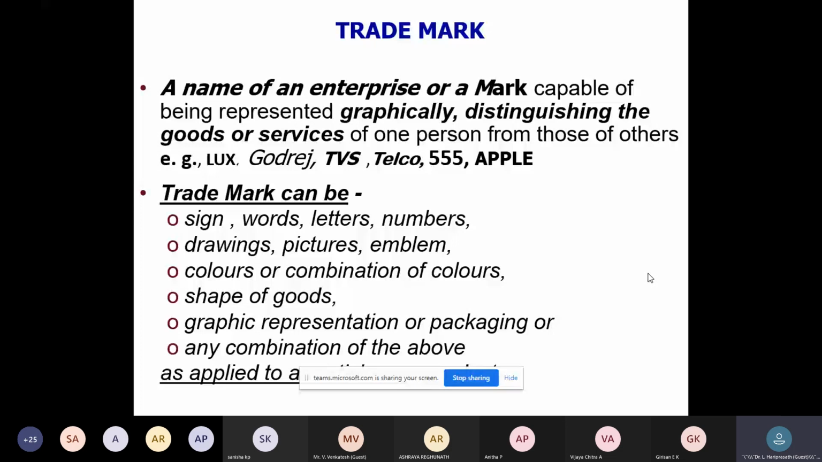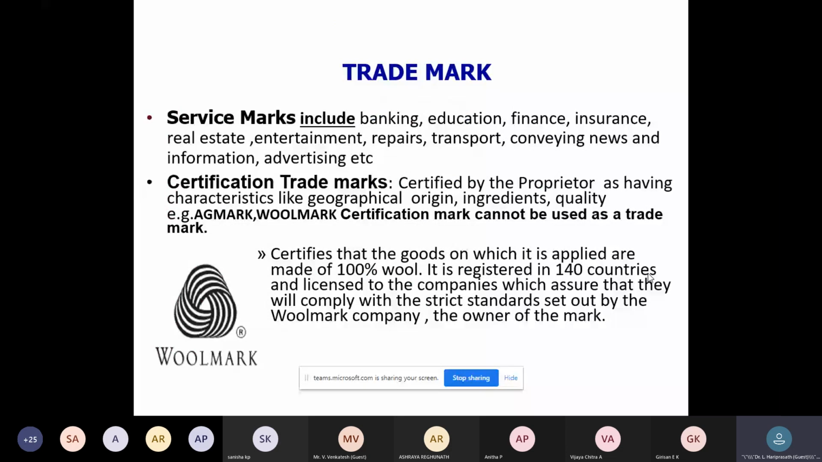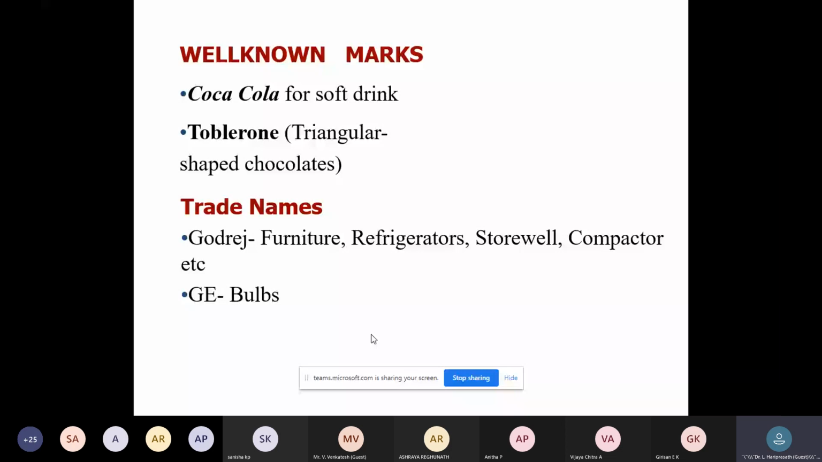So these are a few examples of trademarks. Like we have the Woolmark. For the quality of wool, they say it has 100% wool. When you have a Woolmark, we can trust that the wool is pure. If it is registered, you can see the R inside a circle. This says that the trademark is registered. These are a few examples of well-known trademarks: Coca-Cola, Godrej, and GE bulbs. So this comes under trademarks.